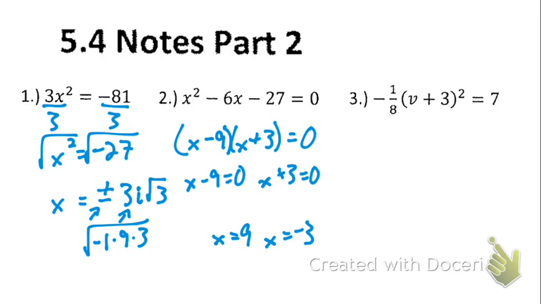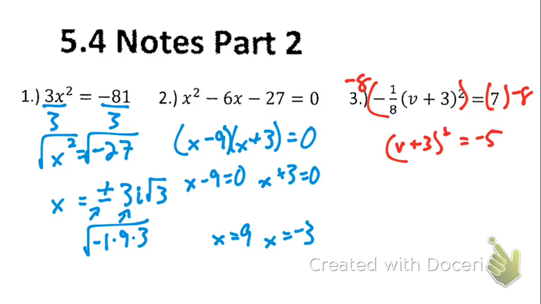And then last but not least, monster over here. I'm going to start by multiplying both sides by negative 8. So I get v plus 3 quantity squared is equal to negative 56. Kind of gross. I don't really like negative 56, but either way, I don't really have to. Square root both sides, you get v plus 3, and this is going to equal plus or minus. Got to remember that.